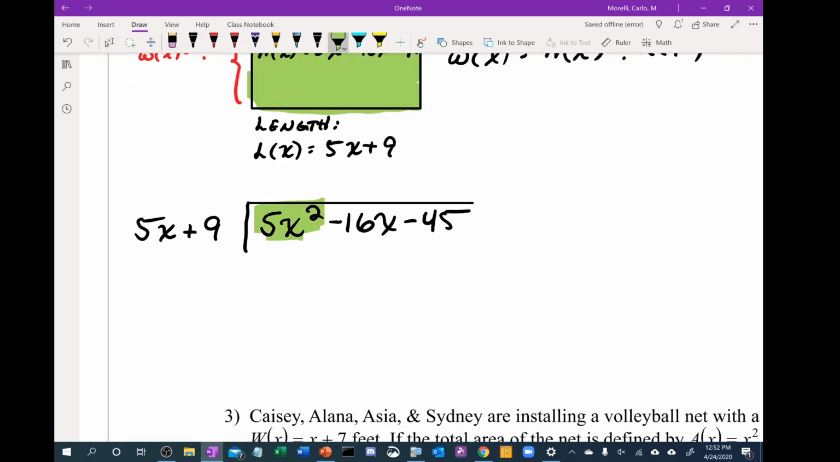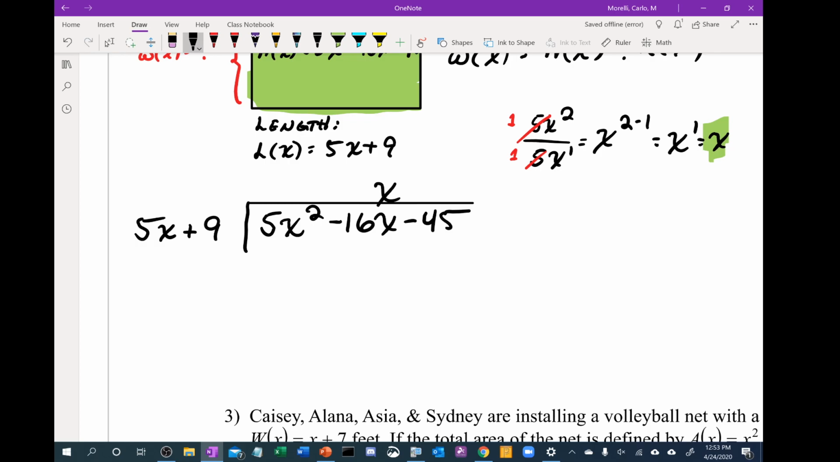Now we take the first term of the dividend and divide by the first term of the divisor. So 5x squared divided by 5x over in side work. First, we reduce the numericals down to ones, since 5 over 5 reduces to 1 over 1. And that equals x to the 2 minus 1, remembering that there's a 1 in the exponent in the denominator, and that's x to the 1, or x. And that's our first quotient term. That gets written above its matching dividend term.